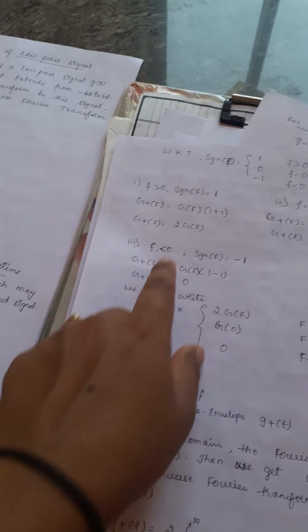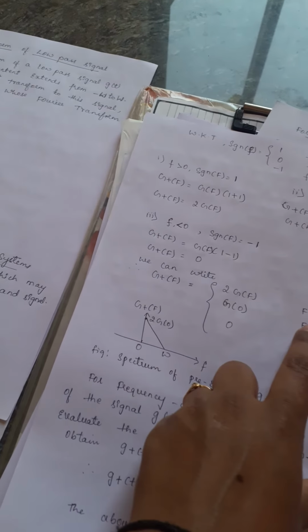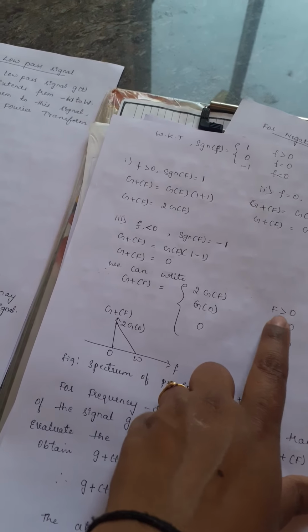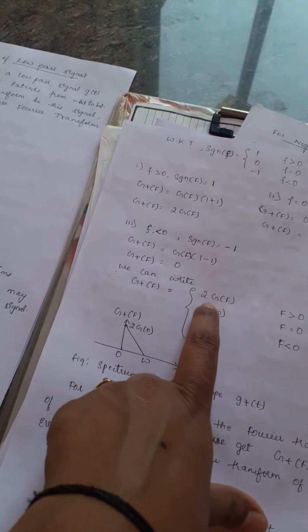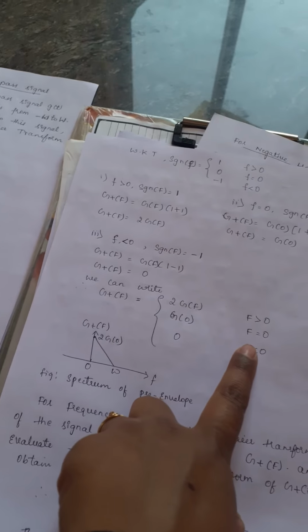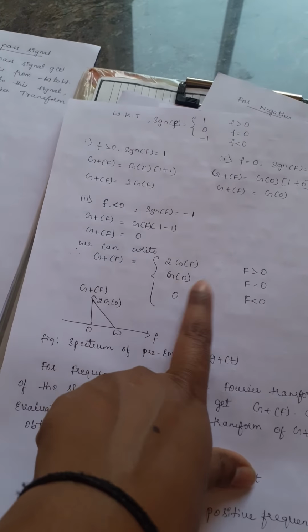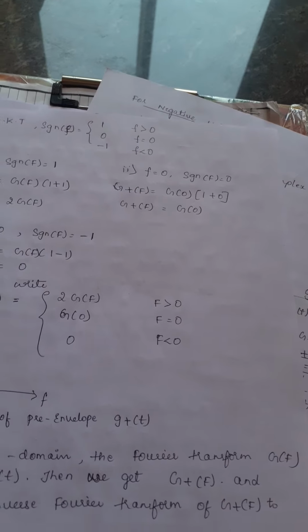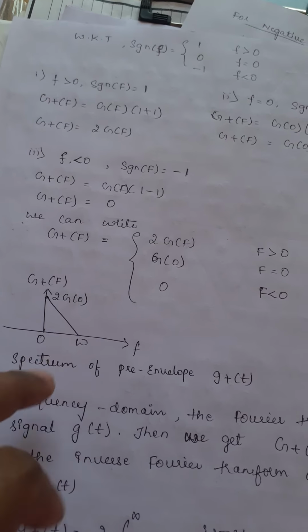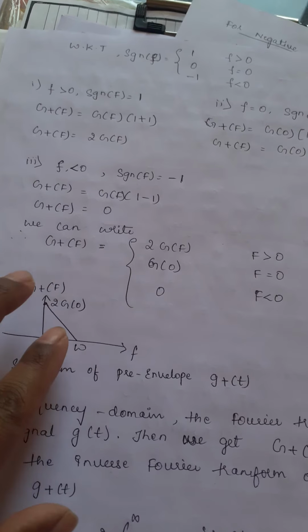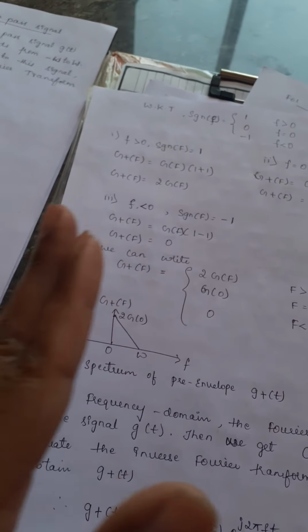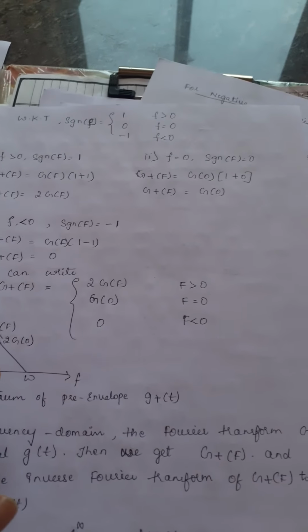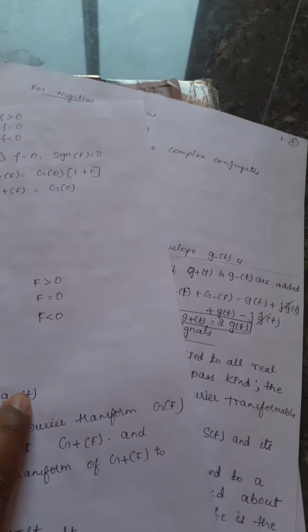We can write these three conditions as: for f greater than 0, the value will be 2 into G of f. When f is equal to 0, the value will be G of 0 only. For f less than 0, the value is 0 only. This is written in the spectrum as follows: at the positive frequency we have a signal like this, the pre-envelope G plus of t.